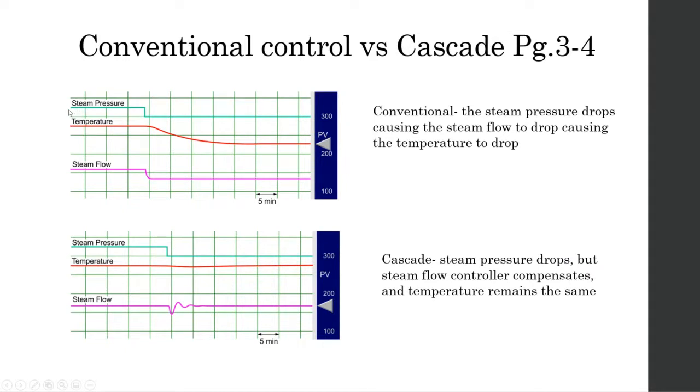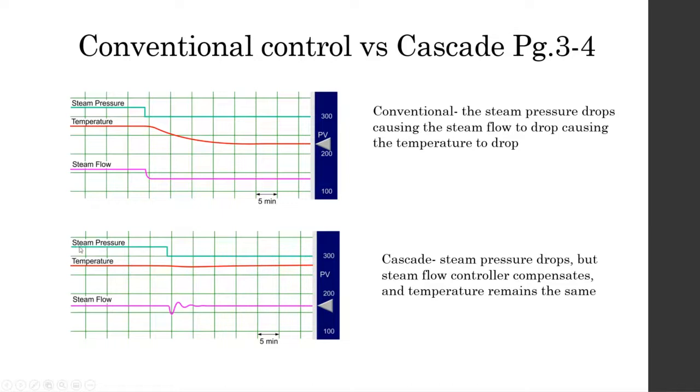So with conventional control, everything is running fine, and then all of a sudden I get a drop in steam pressure. That's going to cause my steam flow to go down, and it's going to cause the temperature in my column to drop.